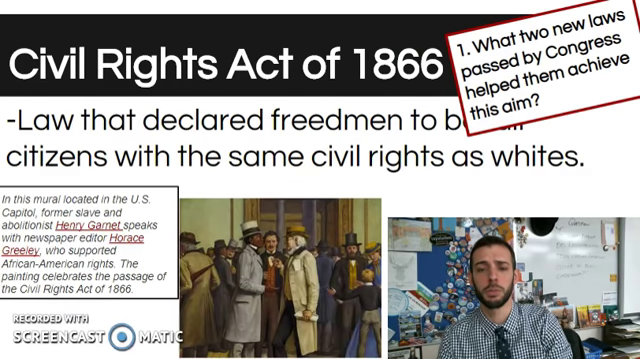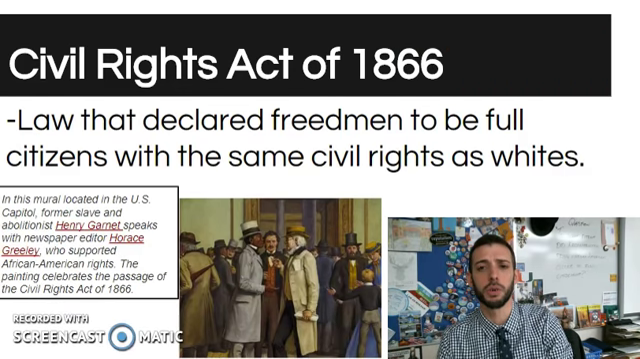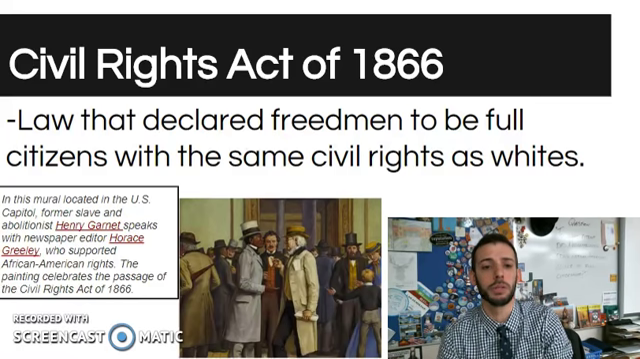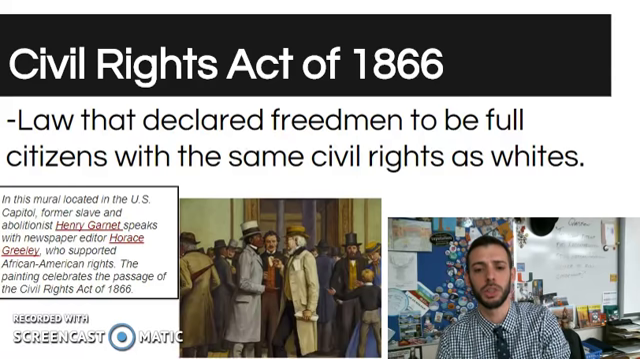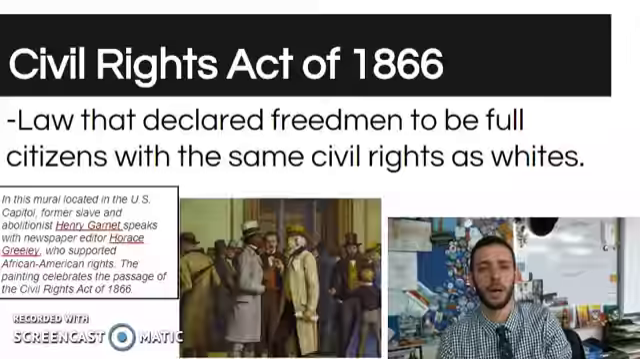So, again, up here, there's our next question. What 2 new laws passed by Congress helped them achieve the same? The first one is called the Civil Rights Act of 1866. The Civil Rights Act was a law that declared freedmen to be full citizens with the same civil rights as whites. Civil rights are rights that everybody is granted simply because they're born as humans. That's the way I look at civil rights. And so this declared that freedmen should get those civil rights.